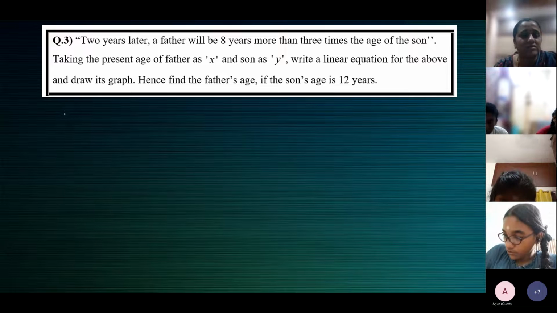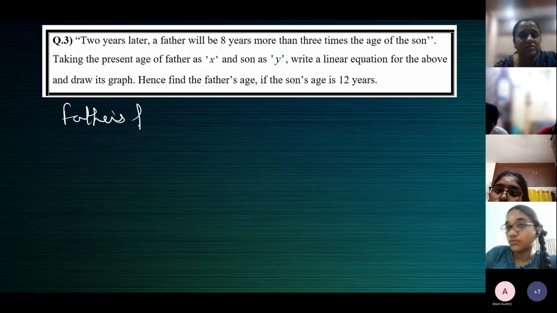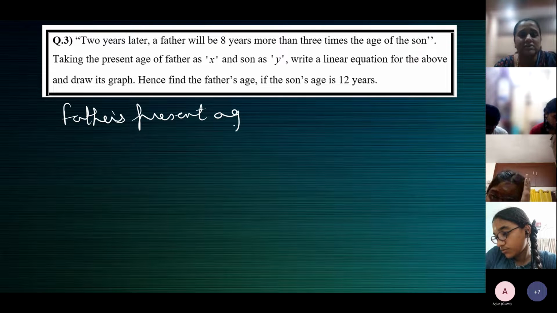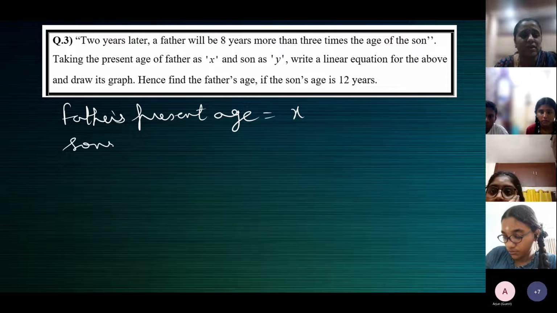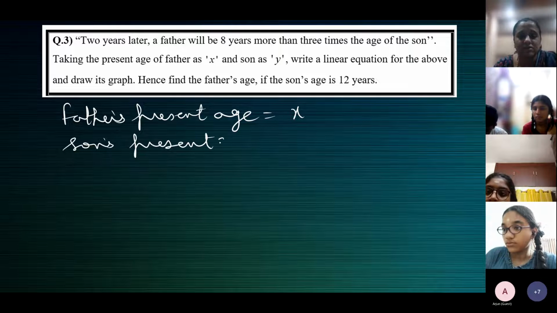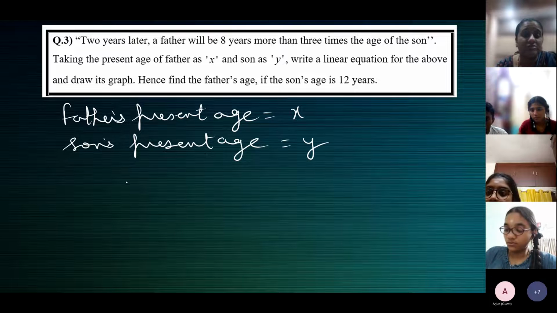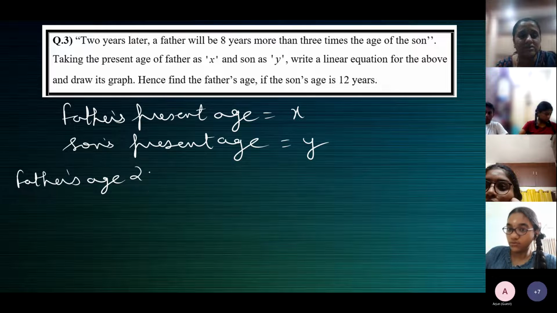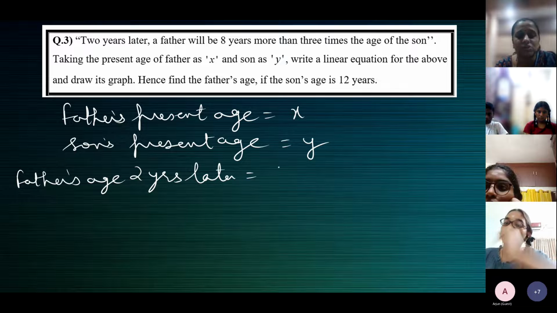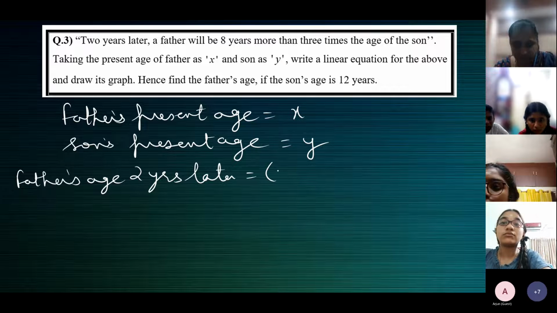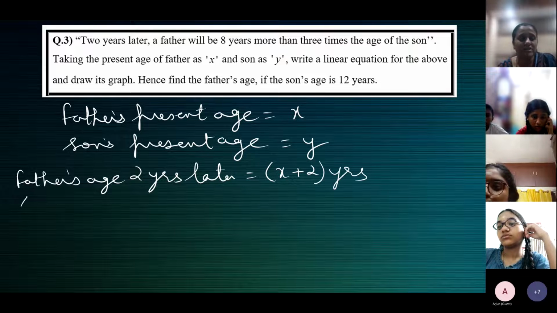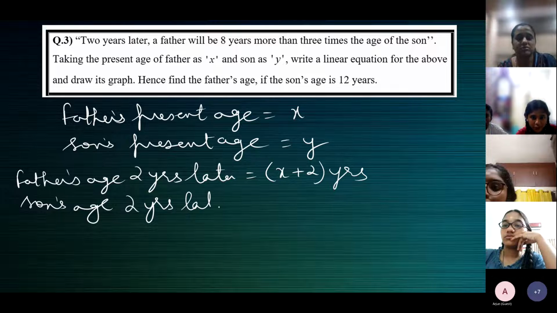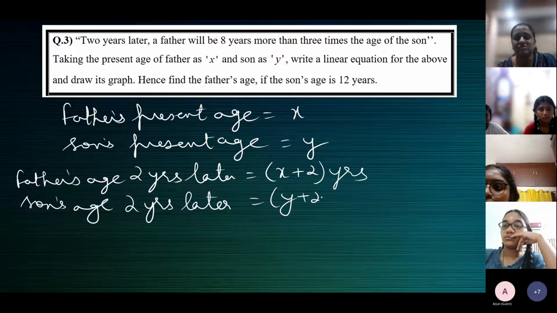Okay. So father's present age, X. Son's present age, Y. Don't write anything, children. Now 2 years later. So father's age 2 years later. What will be the father's age 2 years later? X plus 2, ma'am. X plus 2 years. And what will be the son's age after 2 years? Y plus 2, ma'am. Y plus 2. The present age plus 2.